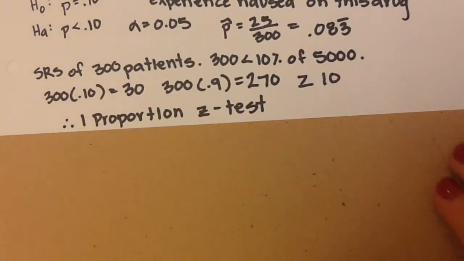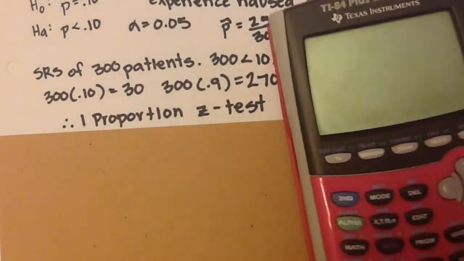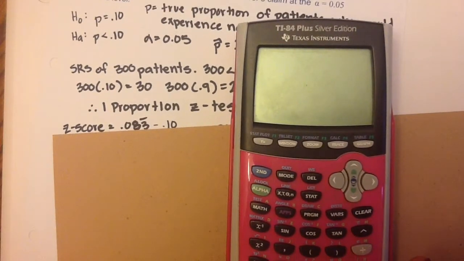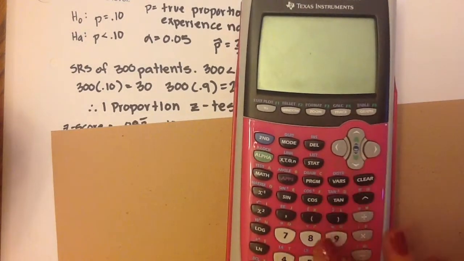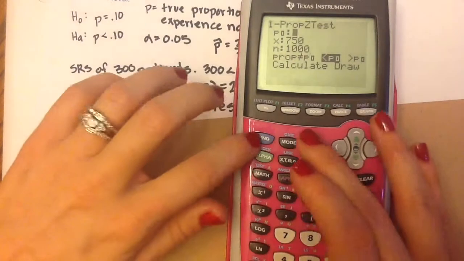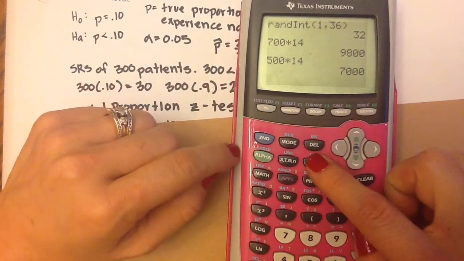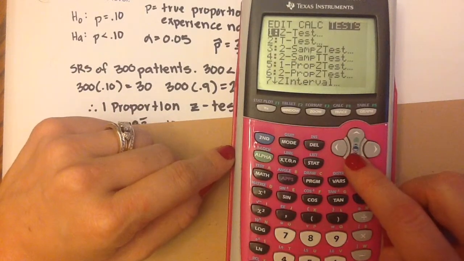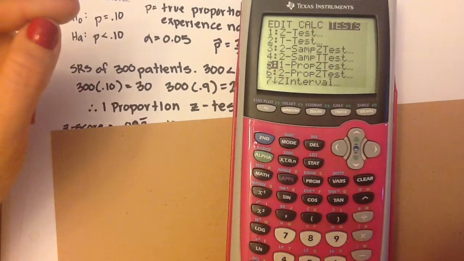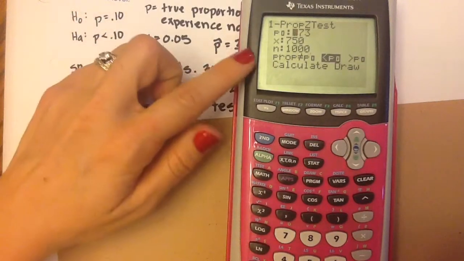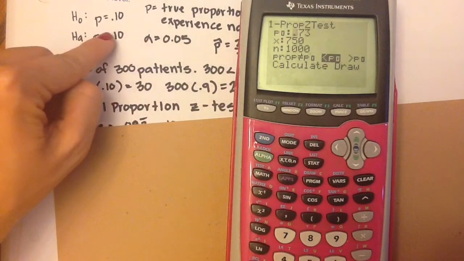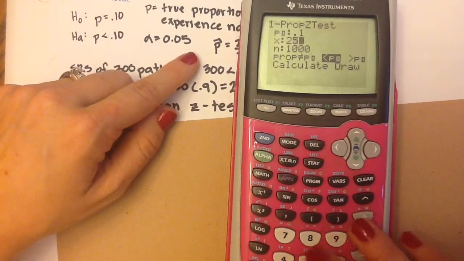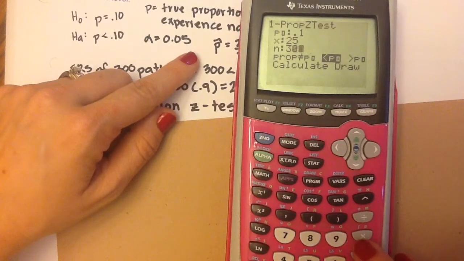Now to do your 1 proportion z-test, we can do that in the calculator. So I'm going to go to my calculator. I'm going to zoom out here so you can see a little bit more of the calculator. Okay, so to get to the 1 proportion z-test, you're going to press stat, move over to tests. Then I'm going to go to the 1 proportion z-test, hit enter. It asks for our p-naught, that's the proportion in the null hypothesis. So that's going to be 0.10. Then it asks for our x, remember that was 25. It asks for the n, that was 300.